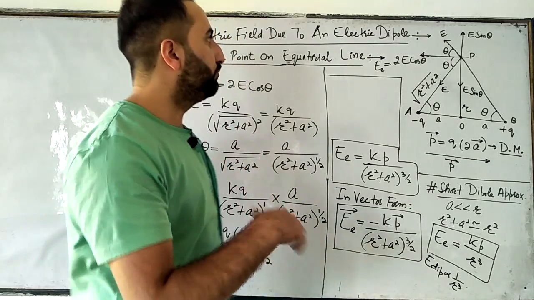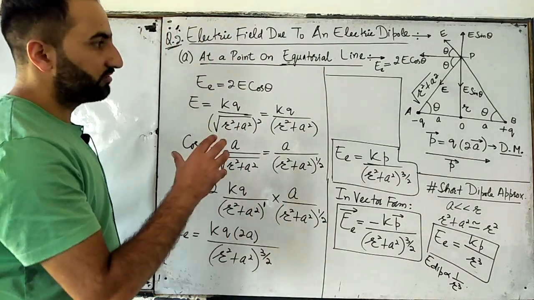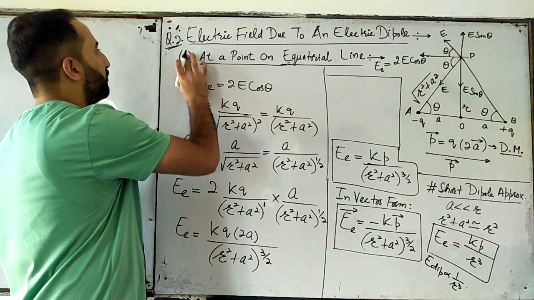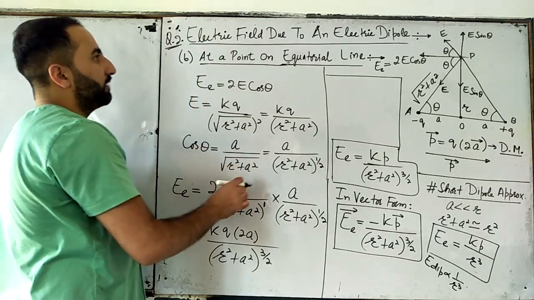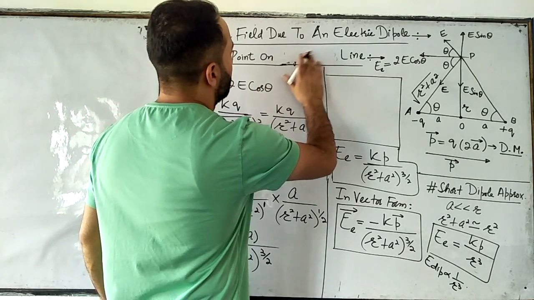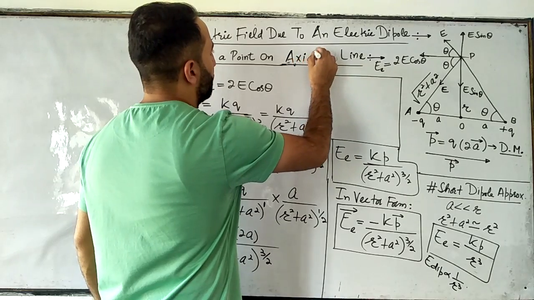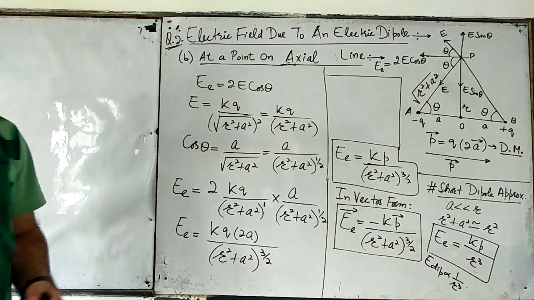ठीक है ना बेटा? अब जो next इसके बाद है बेटा, you just pause the screen and write it down. जो next है बेटा इसके बाद, so that's point number B. That's like this at a point on the axial line.